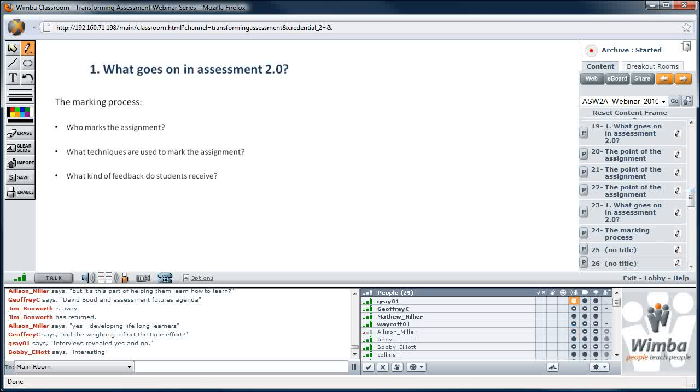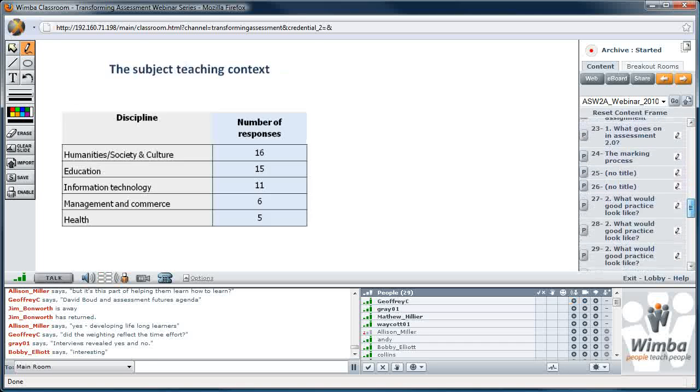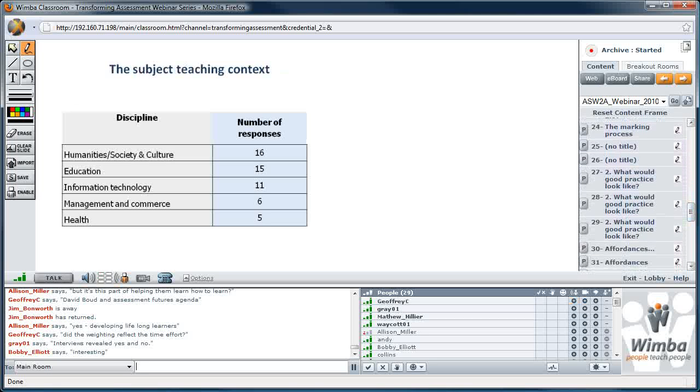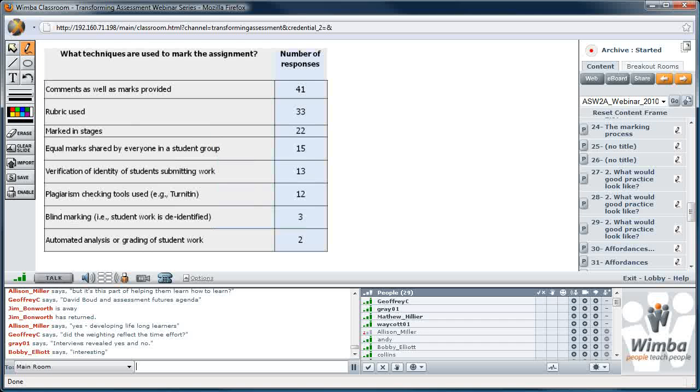We found that people responded with a range of techniques for marking, comments as well as marks by a good two-thirds of the respondents, about half of them using rubrics, some people marking in stages, some giving a shared mark for everyone in the group. Interestingly, that 15 is not a big number considering the collaborative options and the collective intelligence spirit that one might expect from the social web.